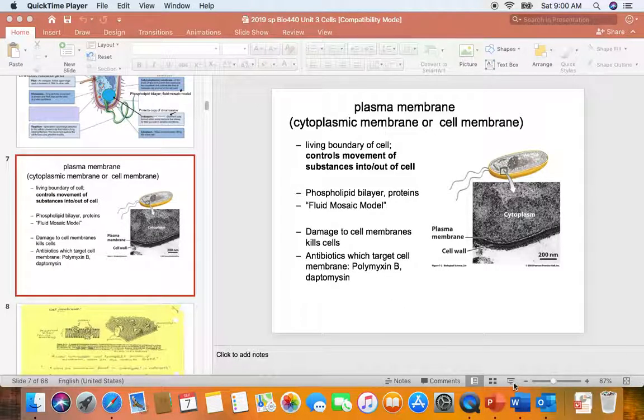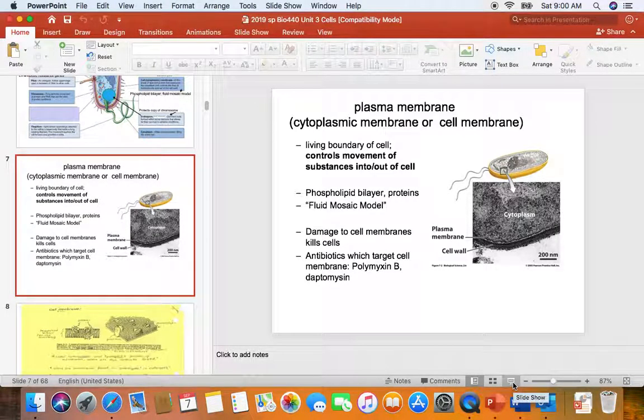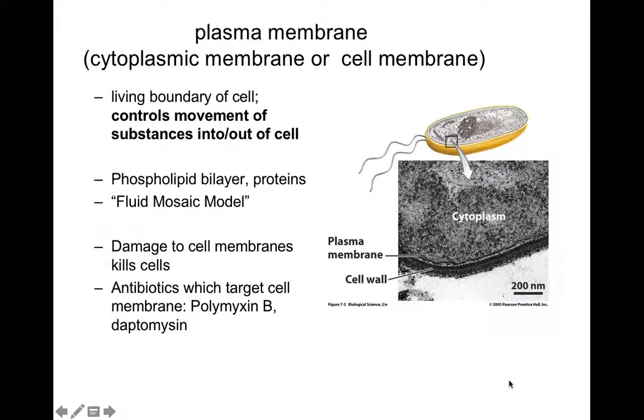Part 2. In part 1, we went over a diagram of a generalized bacterium, and now we're just going to take a look at each of those structures in a little bit more detail. We'll first start out with the living boundary of the cell, the plasma membrane, also known as the cytoplasmic membrane or cell membrane. The most important job of the cell membrane is to control the movement of substances into and out of the cell.